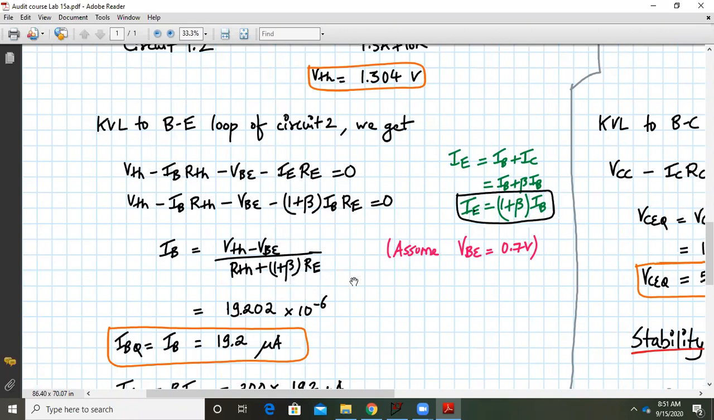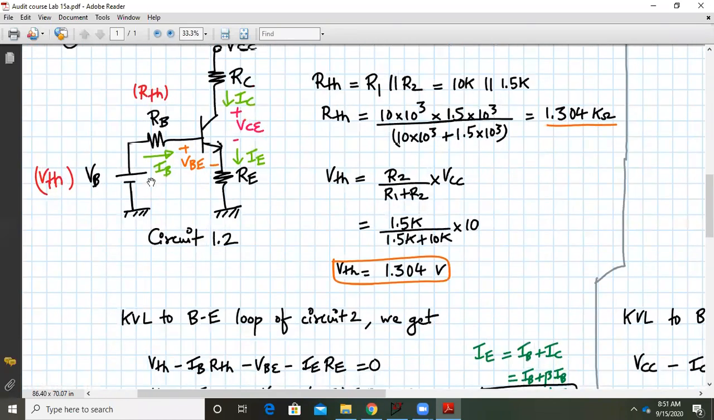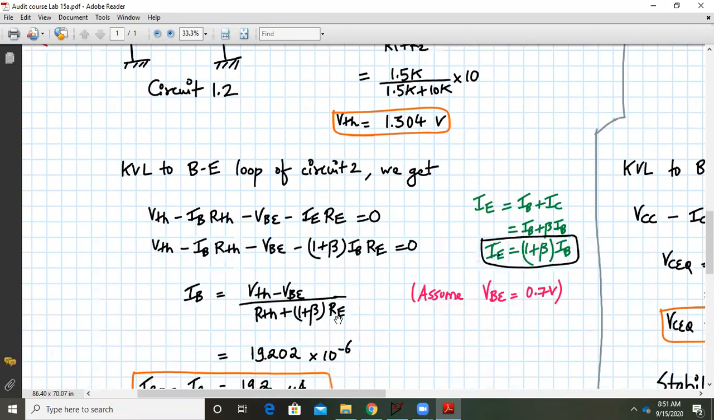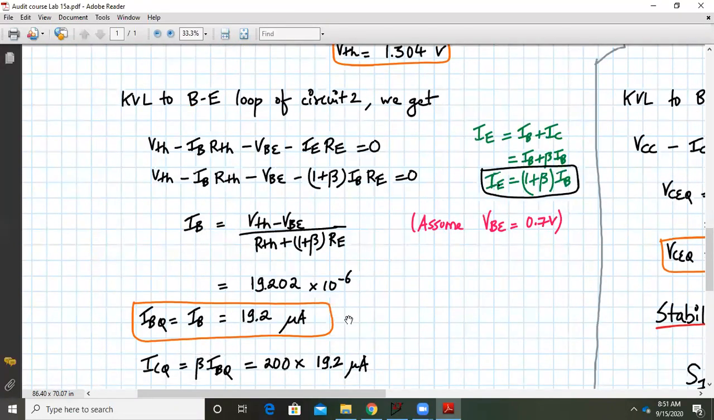So if you put that in the calculator, you will get IB as 19.204 into 10 raised to minus 6. So 10 raised to minus 6 is basically microamperes. Remember, that's one clue: in a BJT, the current IB will always come in microamperes unless there is some drastic change. So that's the indicator to understand whether the value of IB is correct or not. So this becomes my Q point value. IBQ will be equal to IB, which is equal to 19.2 microamperes.